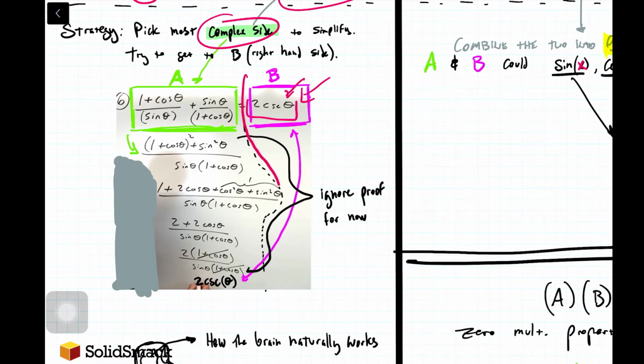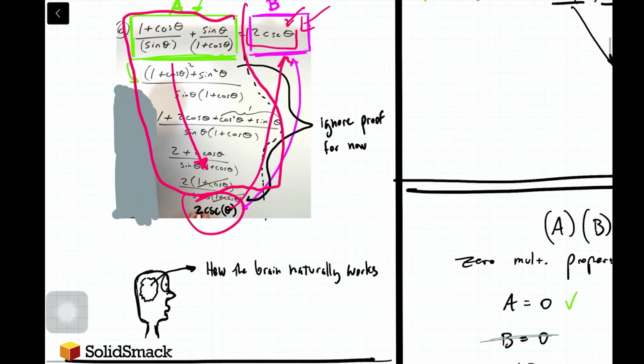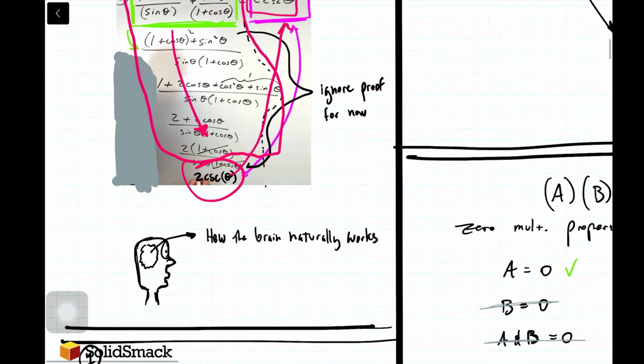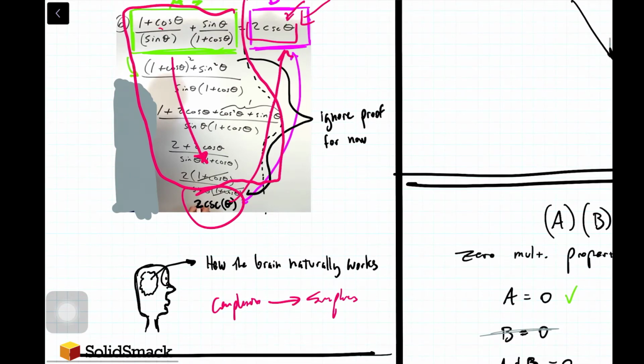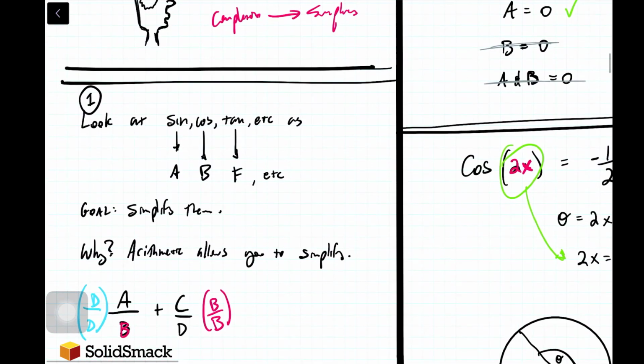So we're going to just cut out the right side and focus on the left side and try to simplify it to get it to match the right side. Why do we take this approach? Why did we pick the more complex side? Because our brains work from complexity to simplicity. That is how we work. So pick the more complex side and again try to get it to match the right side.